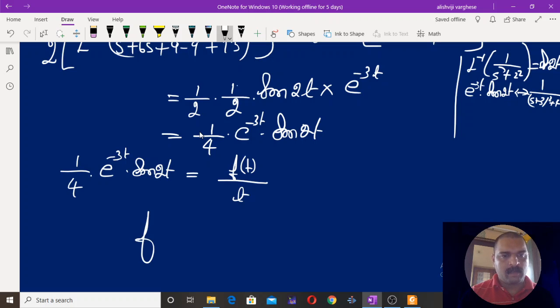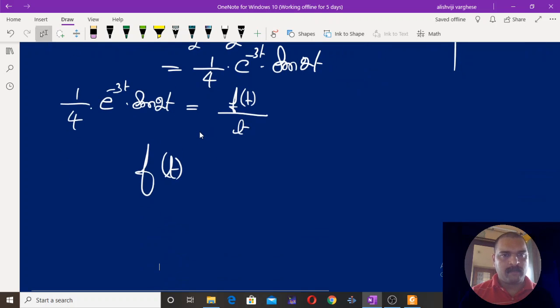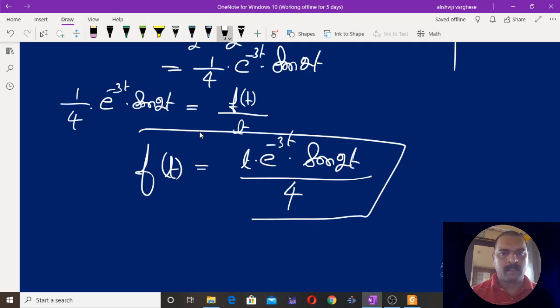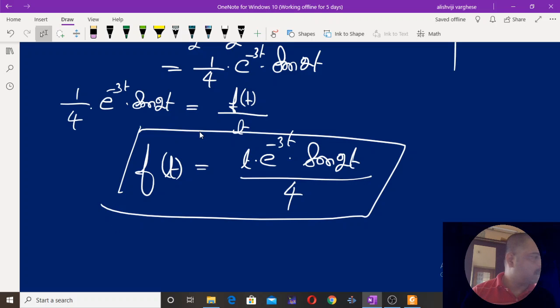So what we are looking for is an expression for f of t, and f of t is equal to t e raised to minus 3t into sine 2t divided by 4. So this is our required inverse Laplace transform of the given function.